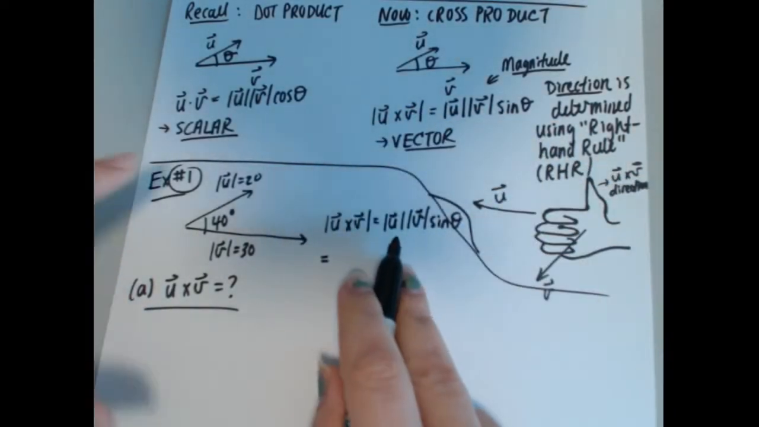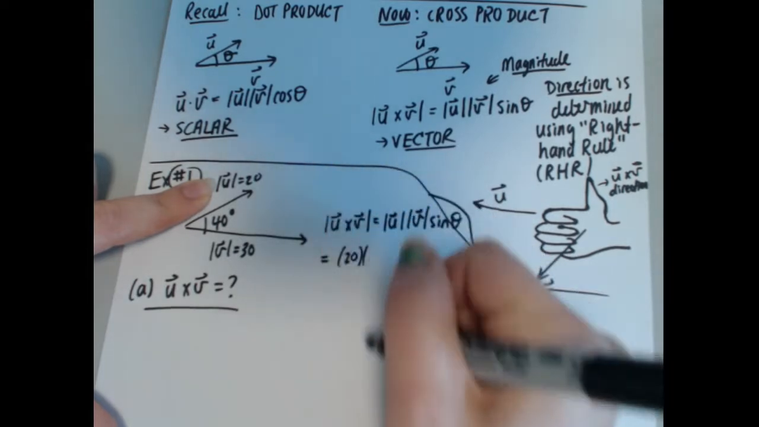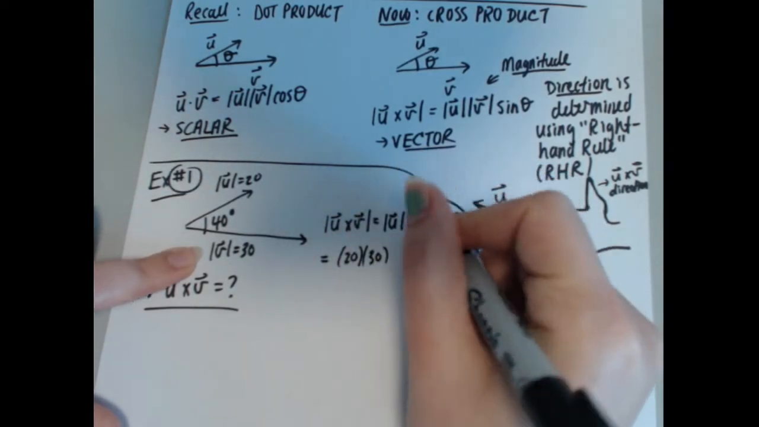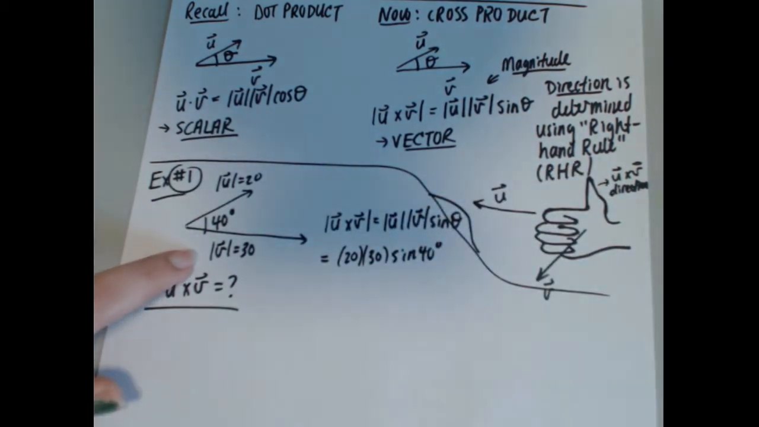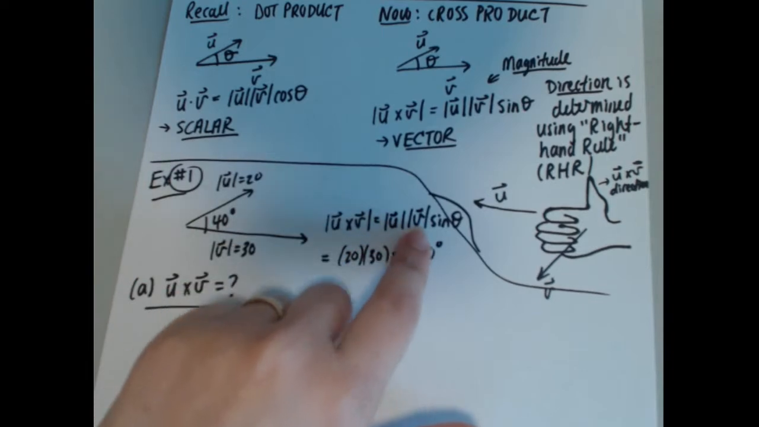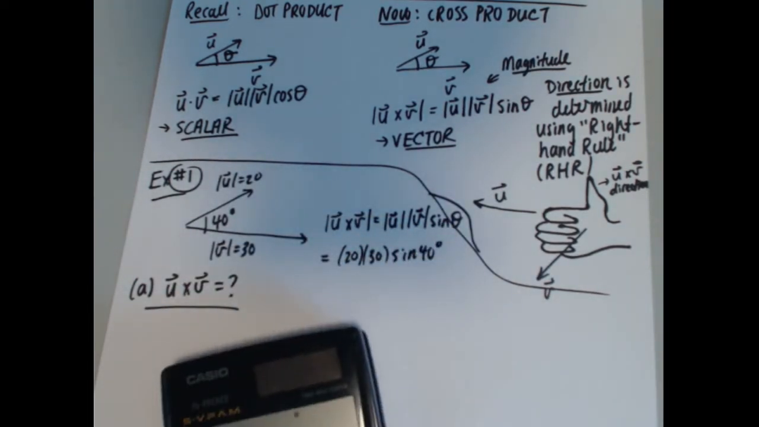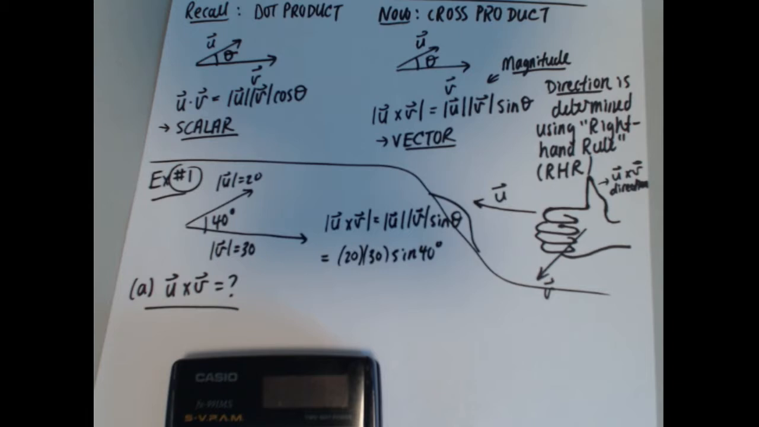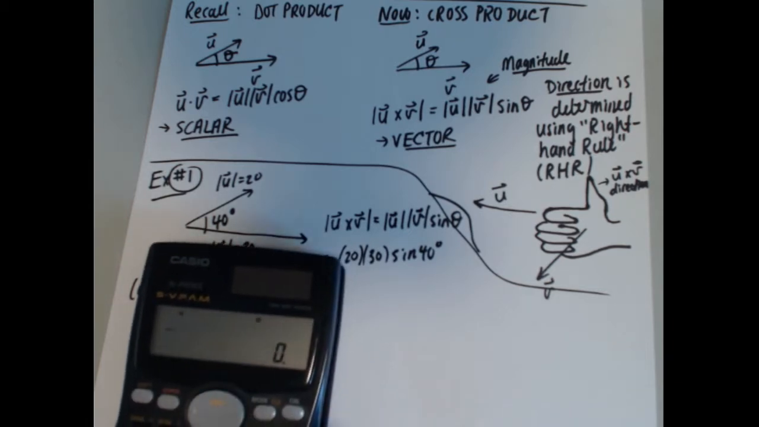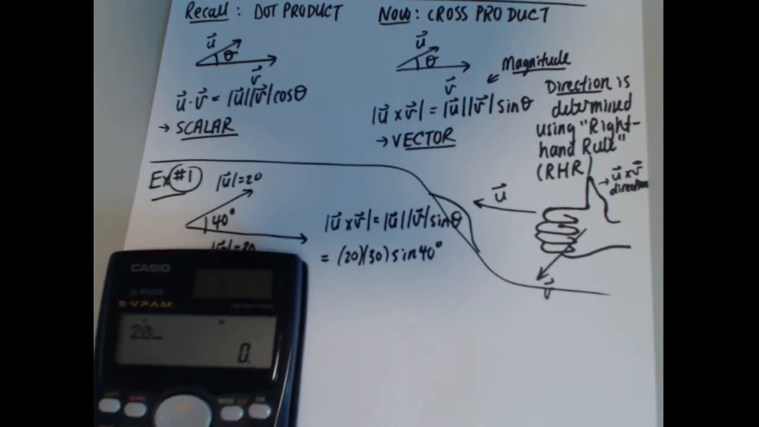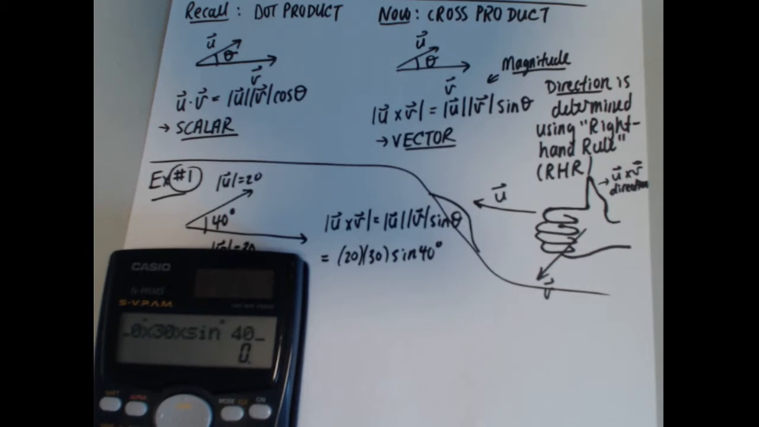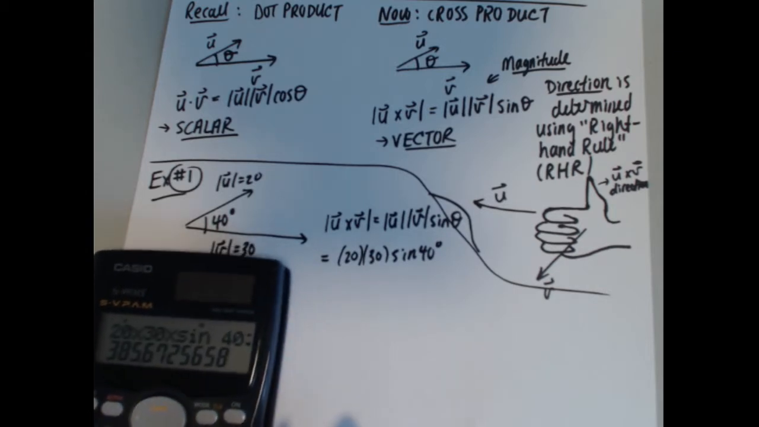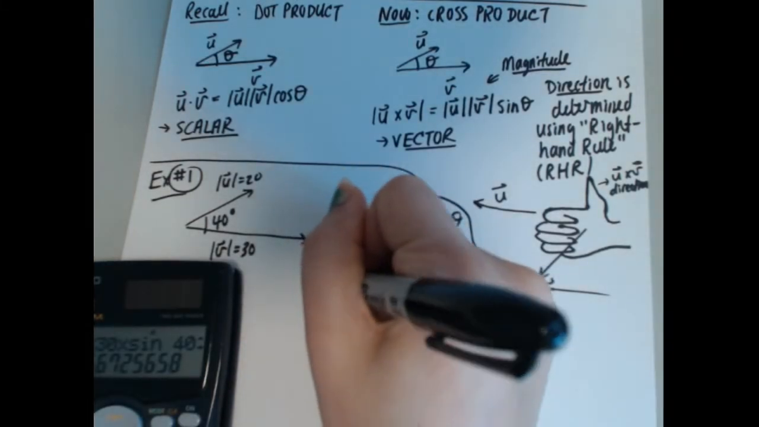All right, magnitude of U is 20, magnitude of V is 30, and sine of theta, that's sine of 40. Now, theoretically, if you had the vector components, you could easily find the magnitude of U and the magnitude of V, but then how would you find the angle between them? Well, then you would have to use dot product, and it would be a long process. So again, we'll learn another way to do this using just the vectors later. So 20 times 30 times sine 40, make sure your calculator is in degrees. Okay, so we have 386 apparently.